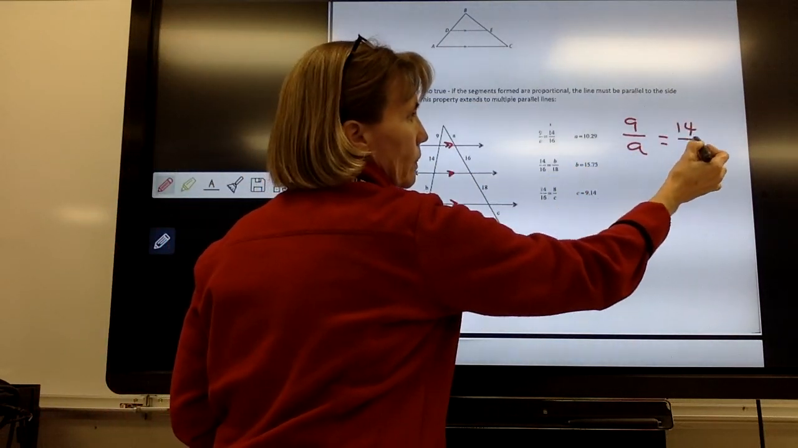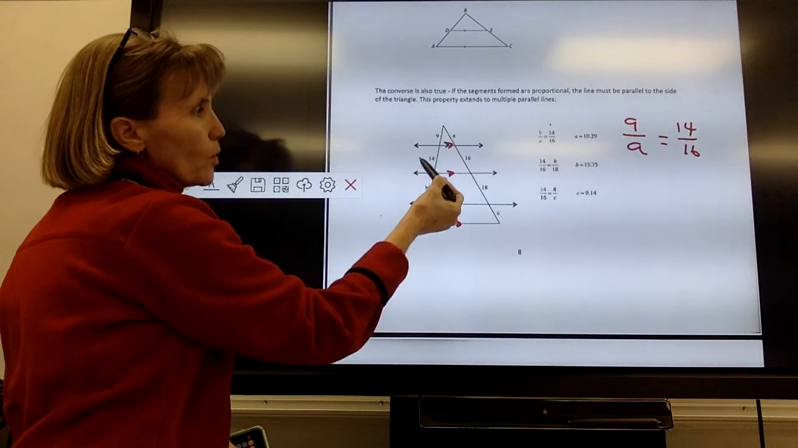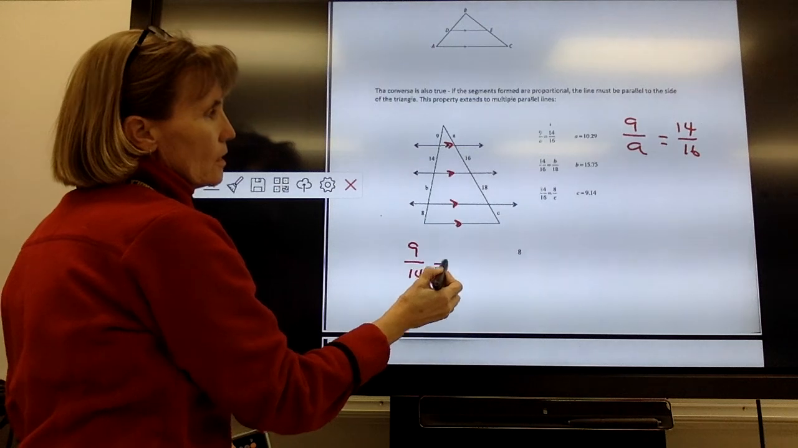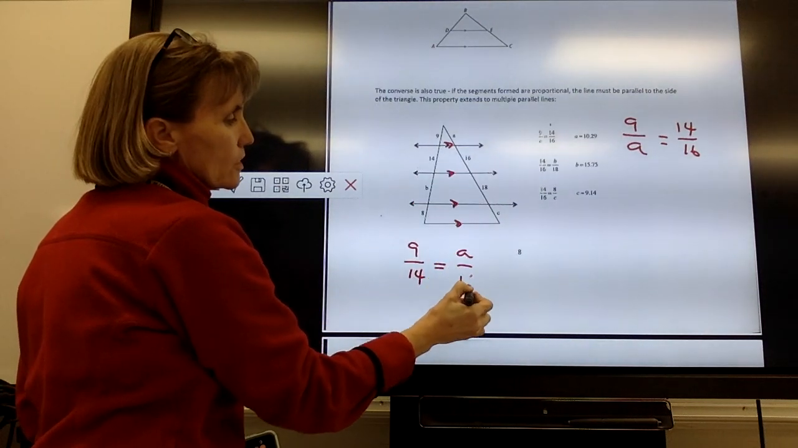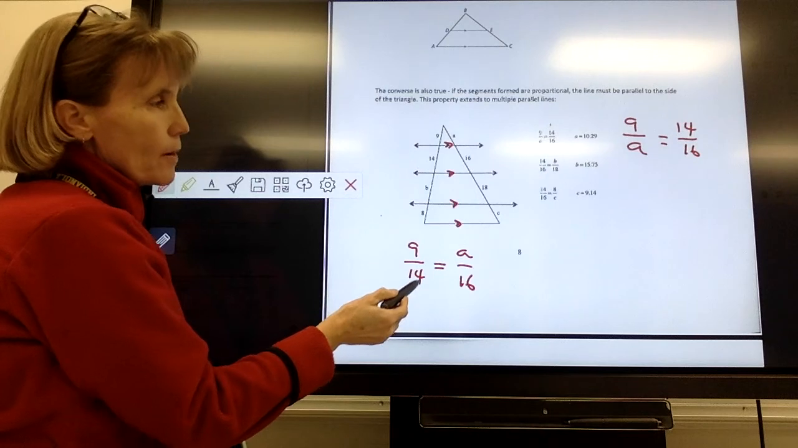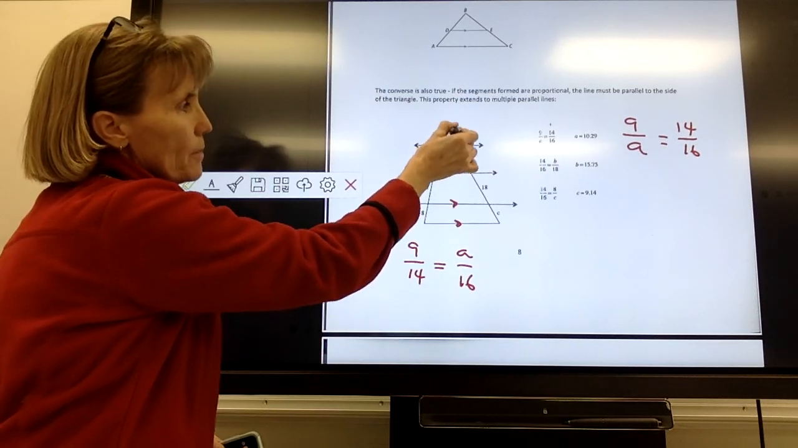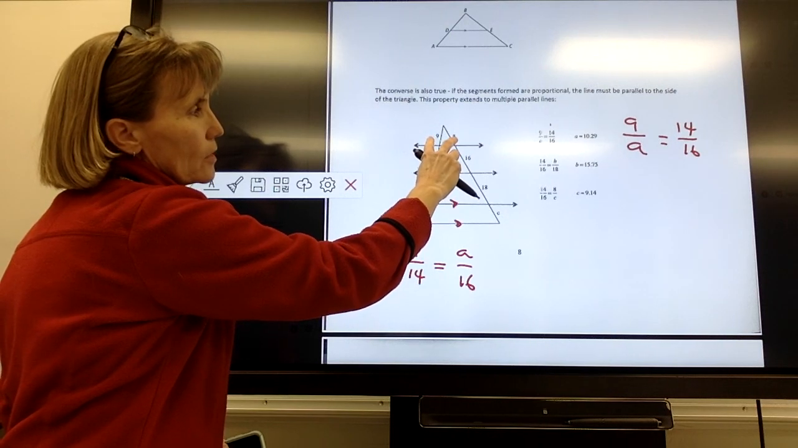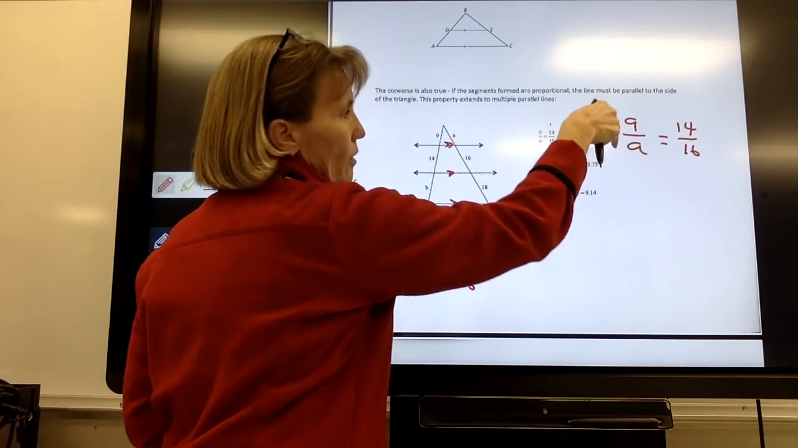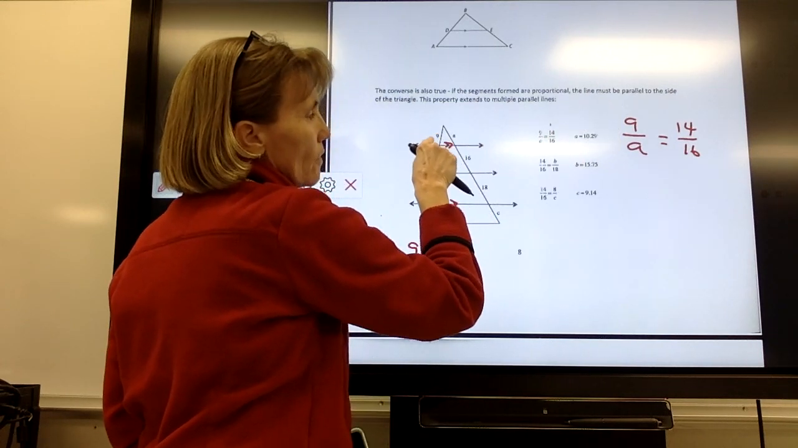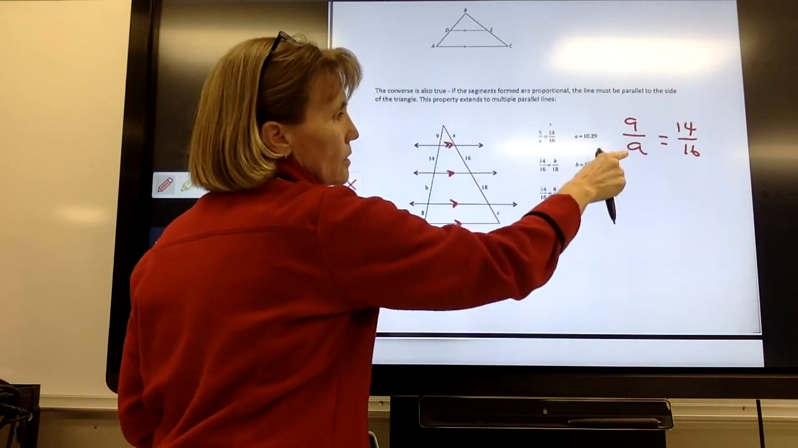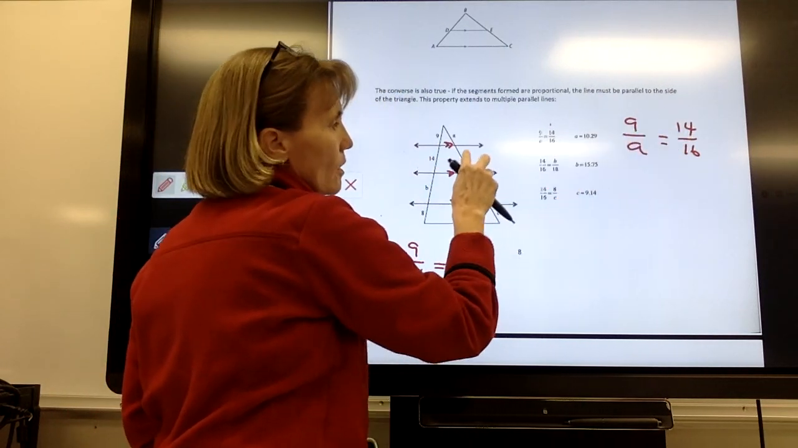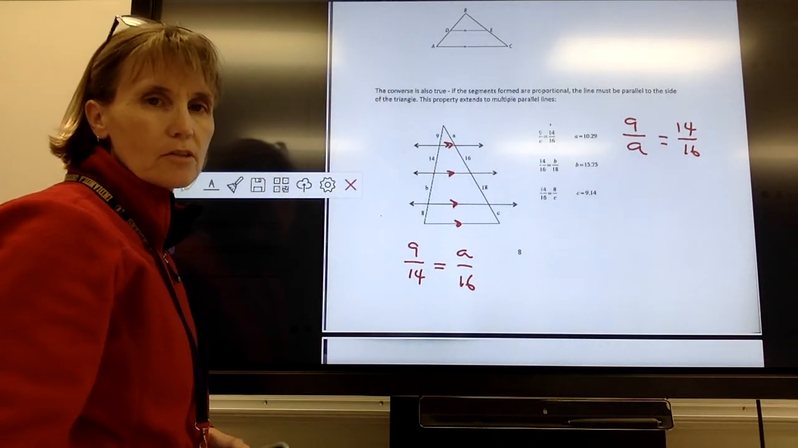same proportion. Now, notice that if I go this way, I could solve that as well. I could say 9 over 14 is equal to A over 16. I could set my proportion up either going up and down, or I can go across. If I go across, these are both in the same part of the triangle. So I have the side that's on the left in the numerator, the A in the denominator. So when I go to my next proportion, the side that's on the left should be in the numerator, the side that's on the right should be in the denominator. So you can do it that way.